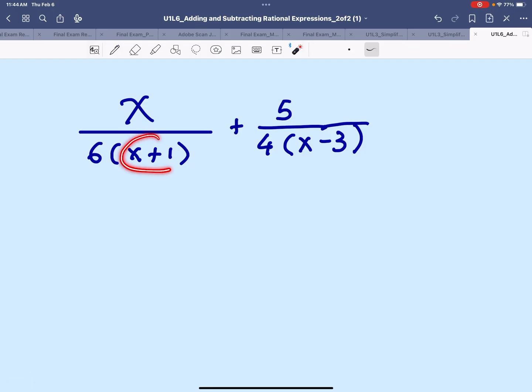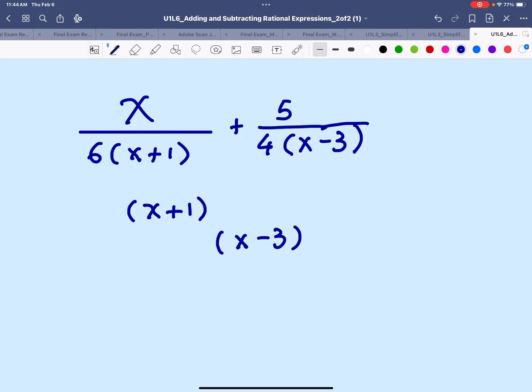I'm going to start off with the binomials because they're easier to spot and identify and put into a lowest common denominator. So I have x plus 1 and x minus 3. Since they are different, I'm going to give them a different spot. I'm not going to list them below each other. And then I have the numbers 6 and 4 that are factors in the respective denominators.